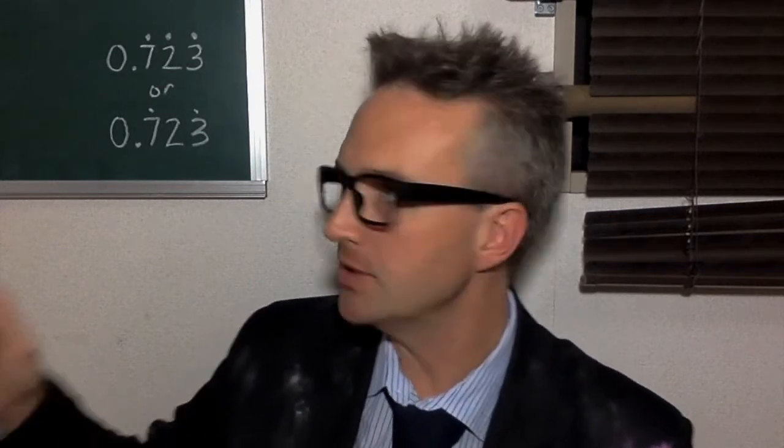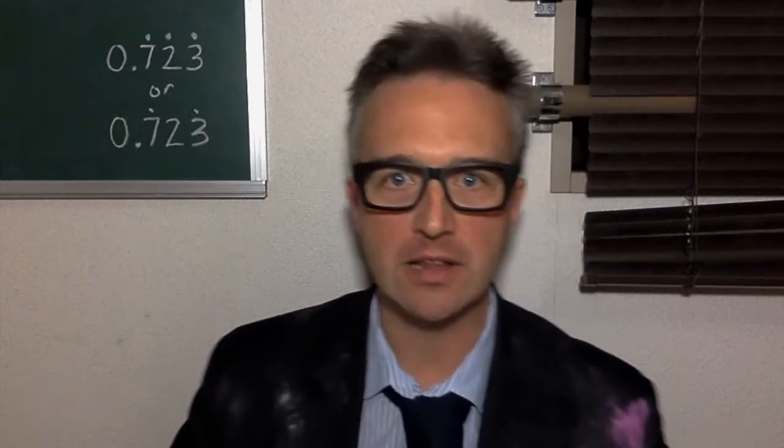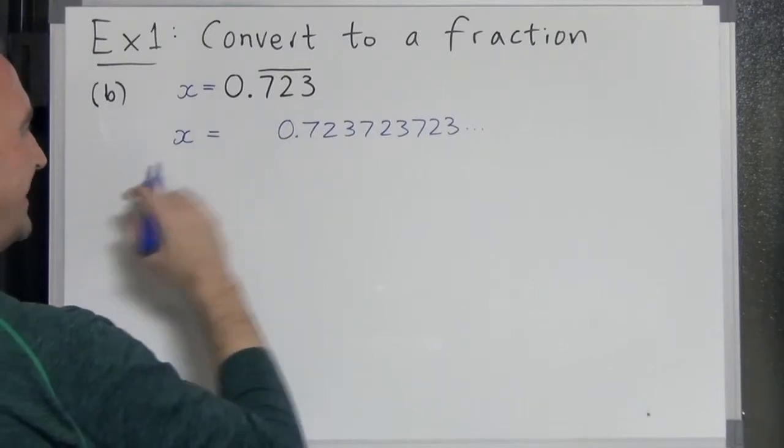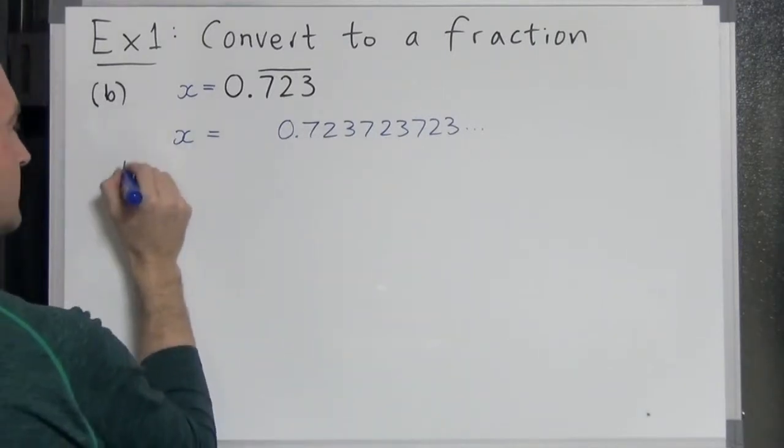In dot notation, this is simply 0.723 with dots above it. Or in the case of 3 repeating digits or more, you can just put the dot above the first and the last of the repeating digits. This time I'm going to multiply both the left and the right side by 1000.